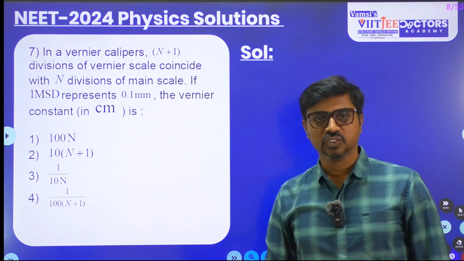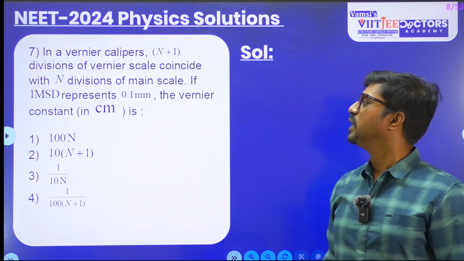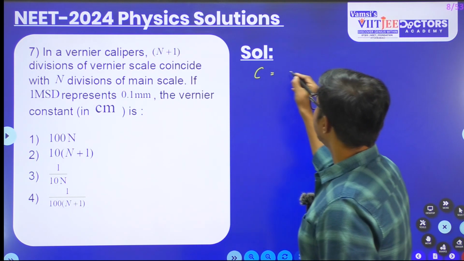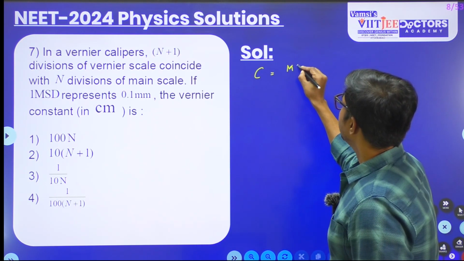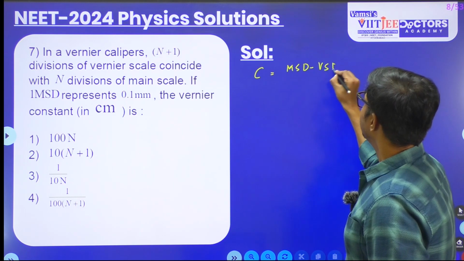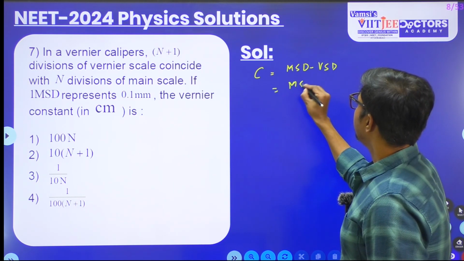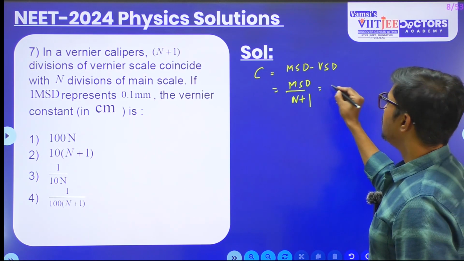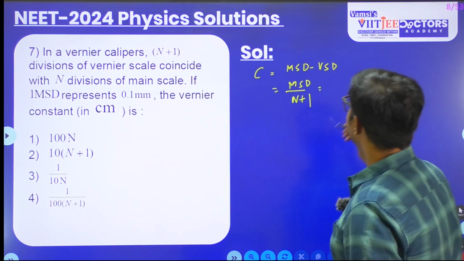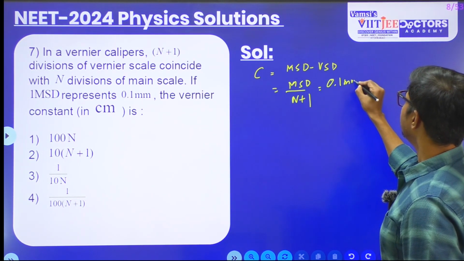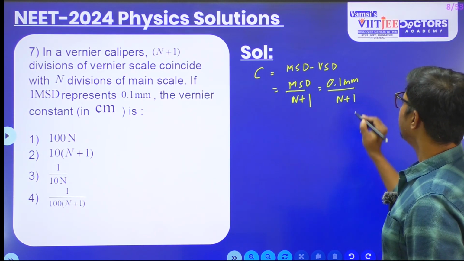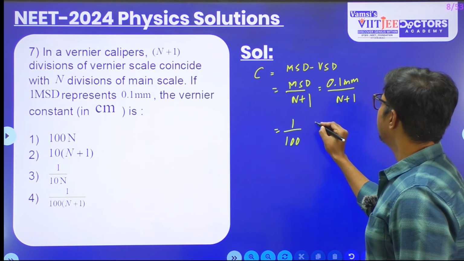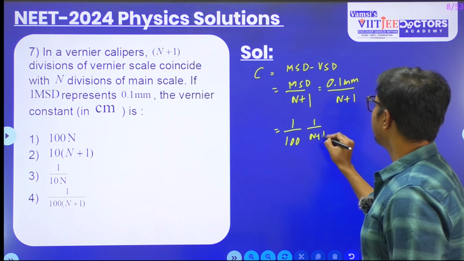Next, seventh question. Vernier calipers, n+1 divisions coinciding with n scale of main scale division, then you know that the Vernier constant is equal to MSD minus VSD, and it is supposed to be MSD by n+1. MSD they had given how much? One main scale division equal to 0.1 millimeter divided by n+1. That is going to be 1 by 100, 1 by n+1 centimeter.